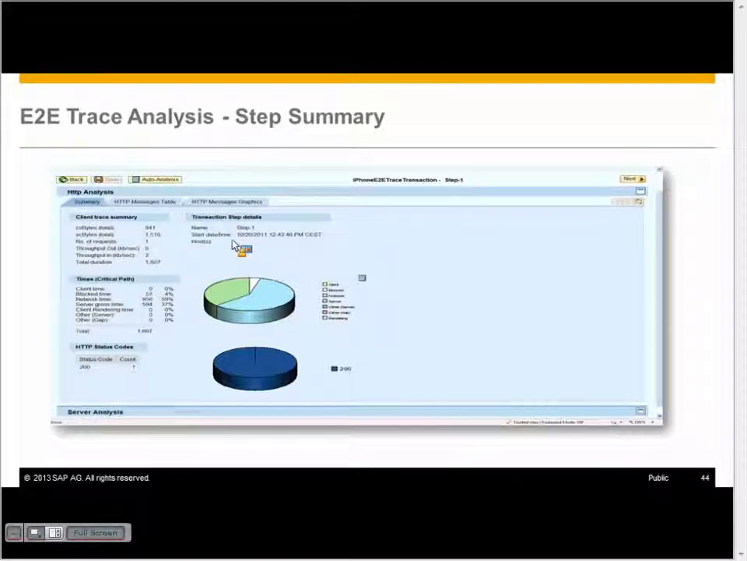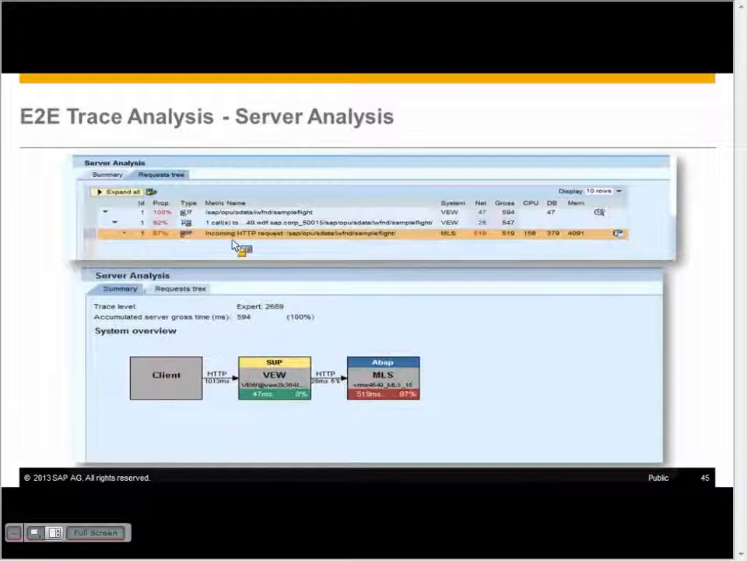Now we can see in this picture that the total time spent on the client is very minimal, and more time is spent on the server. So we can drill down from here to identify what the issue was. If you go to the trace analysis part, you can see that there are basically three systems involved. We have a client that has made an HTTP request to an SAP system called VEW, which made a further call to a backend system called MLS, which is an ABAP-based system. And we can see the response times in each of them.